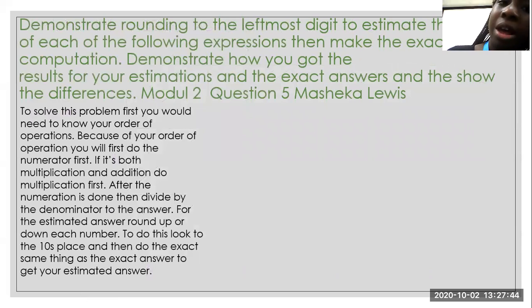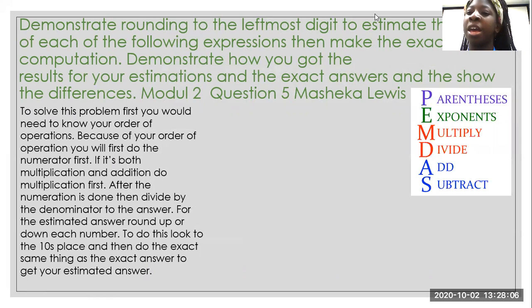Now, this one, they want us to do the rounding and the estimate, and the exact. Basically it wants to show us the difference between the rounded or estimated answer and the exact. So to solve this, you'll have to follow the order of operations, which is please excuse my dear Aunt Sally, but it is parentheses, exponents, multiply, divide, add, and subtract.